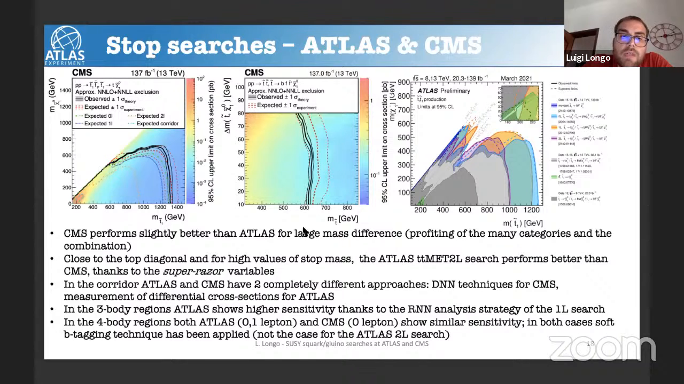In the corridor, ATLAS and CMS have two completely different approaches: the DNN technique for CMS and the measurement of the differential cross-section for ATLAS, but in both cases there was a really good sensitivity. And in general, in the free body regions, ATLAS shows a higher sensitivity, thanks to, again, the Renner analysis strategy. In the four body region, both ATLAS and CMS show similar sensitivity, thanks to the soft b-tagging technique that was considered.